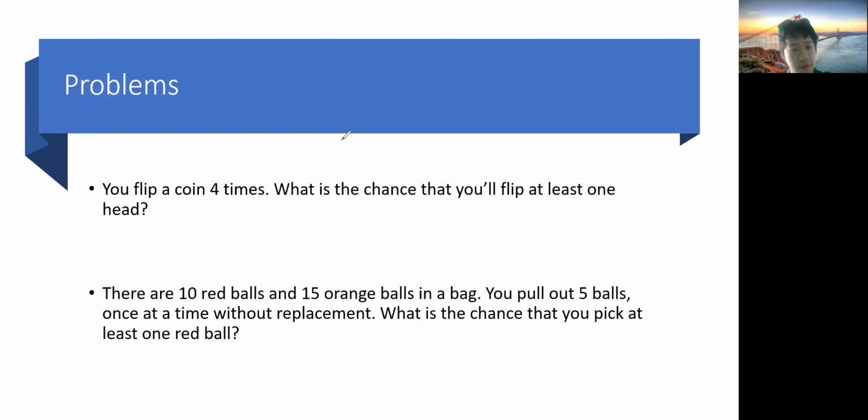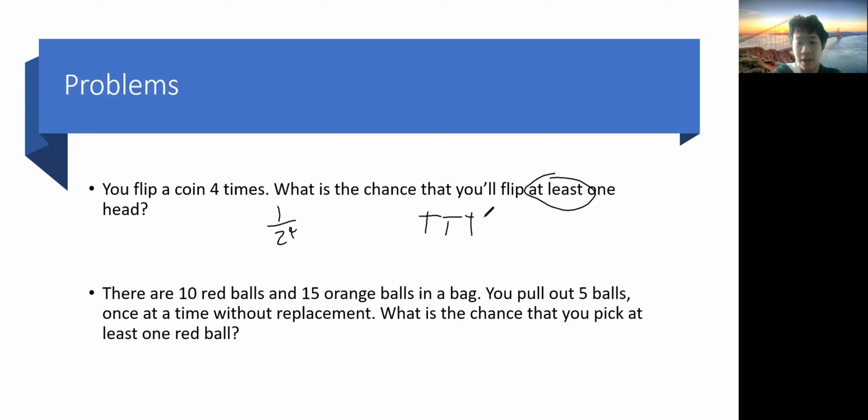Okay, so the first one, flip a coin 4 times. What's the chance I get at least one head? Well, whenever I see the word at least, it means I have to do complementary counting. I will find the chance that I get 0 heads, and I do 1 minus that. So what's the chance that I get 0 heads? Well, that means that I don't get a head for all 4 times, which means I get a tail every single time, which means it's a 1 over 2 to the 4th chance of that happening.